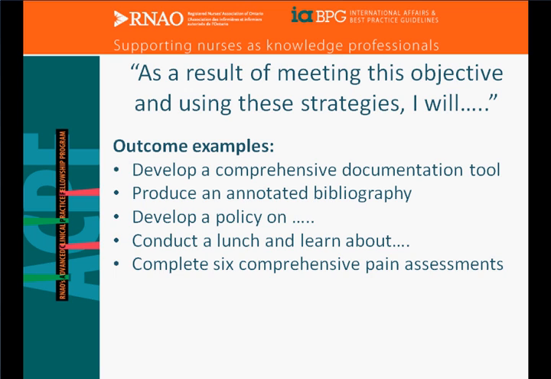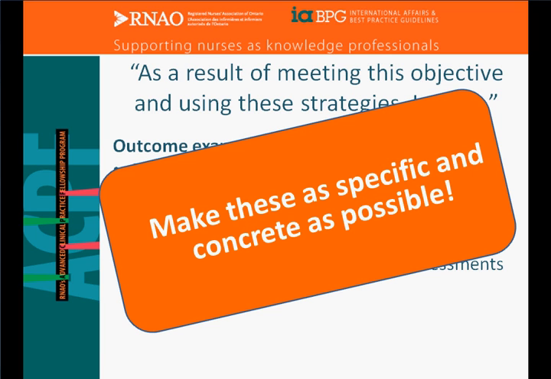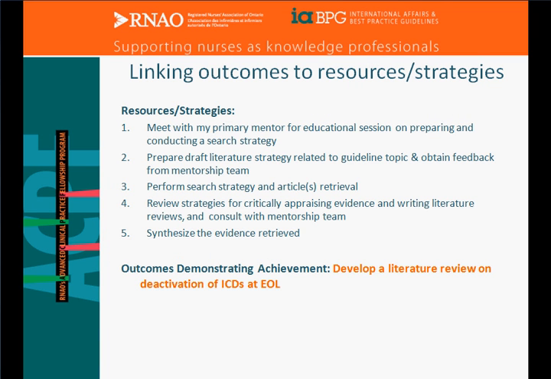I would suggest that when you're filling out the outcome section of the learning plan, that you phrase it as the following: as a result of meeting this objective and using these strategies, I will. So there's some examples here. I will develop a documentation tool, produce an annotated bibliography, a policy, a lunch and learn, and so on. So again, just want to really emphasize that your outcomes should be as specific and concrete as possible, because you're going to be asked to evaluate them.